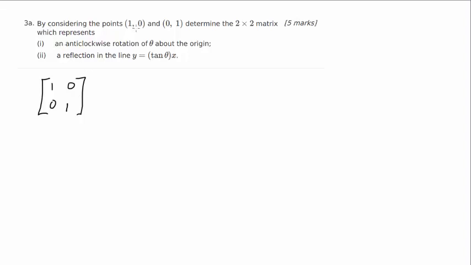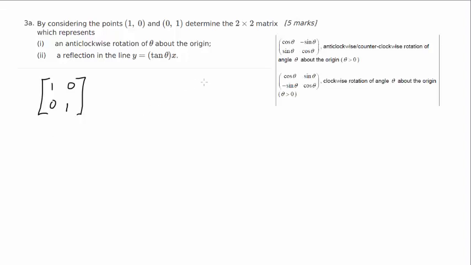which is the identity matrix. And so when they say consider these 2 points, determining the matrix that represents an anti-clockwise rotation, well, once again, we're back to looking at our formula booklet, and here we see that an anti-clockwise rotation of angle theta about the origin is represented by this matrix. So what matrix represents this? Well, for part 1, it's just this matrix that we have here.